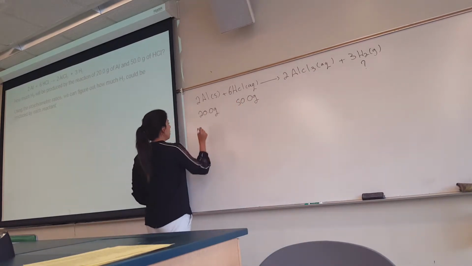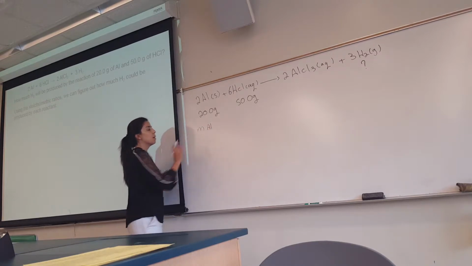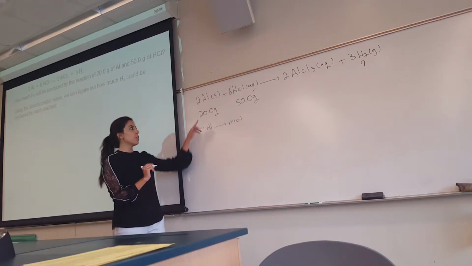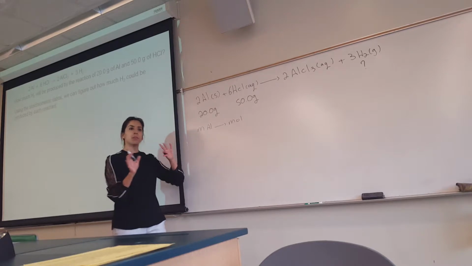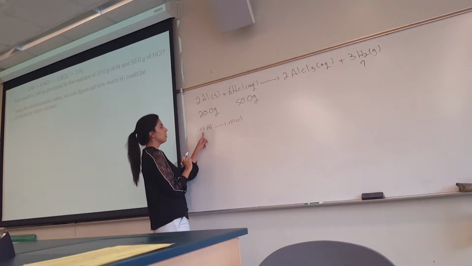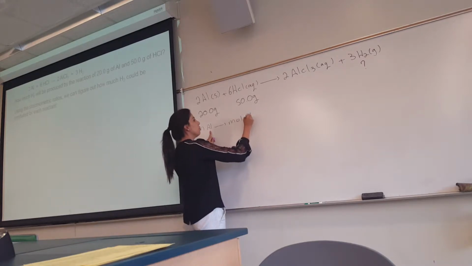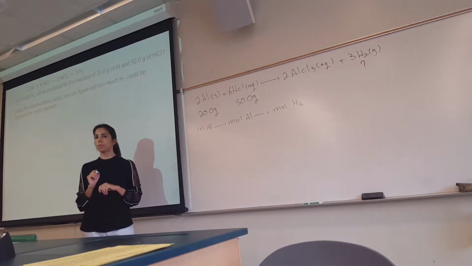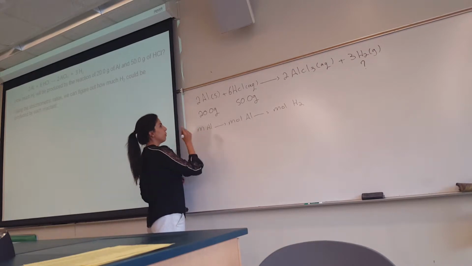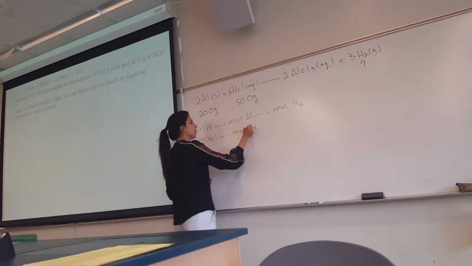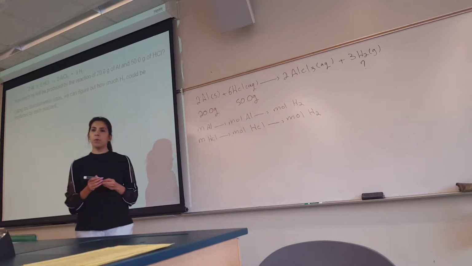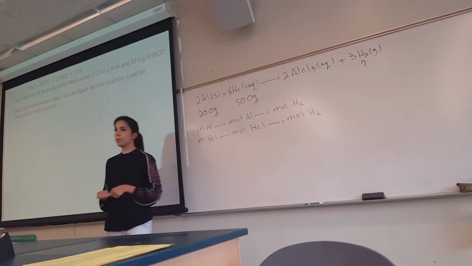I would assume that 20 grams of aluminum is consumed completely, and I want to know how much hydrogen gas would be produced. So I assume all 20 grams of aluminum is consumed, and I want to see how much hydrogen gas would be produced. I will convert from mass of aluminum to moles of aluminum, then I find the moles of hydrogen. And then I would assume, in a separate calculation, that all of the hydrochloric acid, all 50 grams, is consumed, and I'm going to find the quantity, either in moles or grams, of hydrogen gas that would be produced.